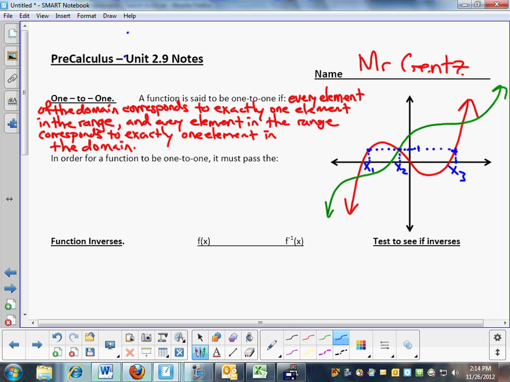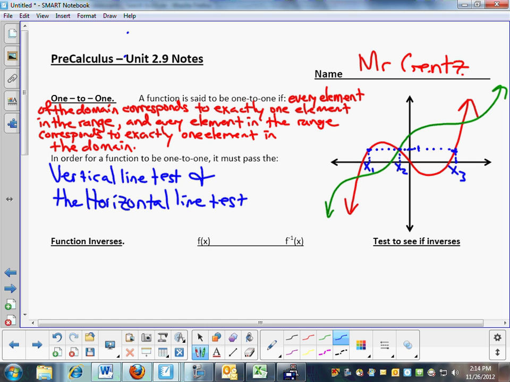But the green function is. In order for a function to be one-to-one, it must pass the vertical line test. And that's just to test whether or not it's a function. And the what? Horizontal. Can you see that the green one passes the horizontal line test, whereas the red one does not? Therefore, we know right away that it's not one-to-one. Okay.